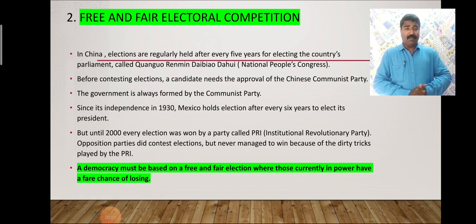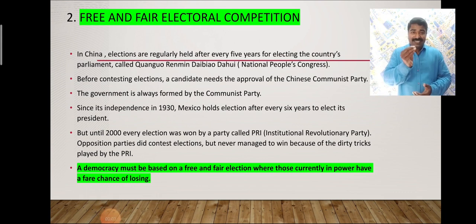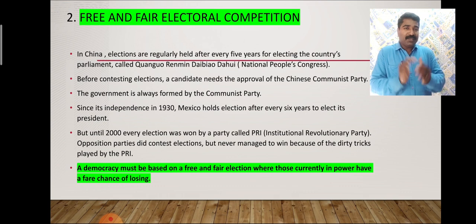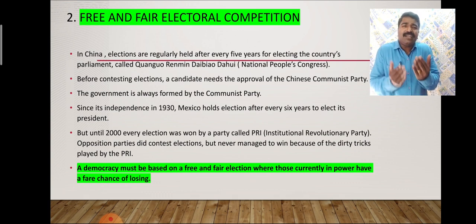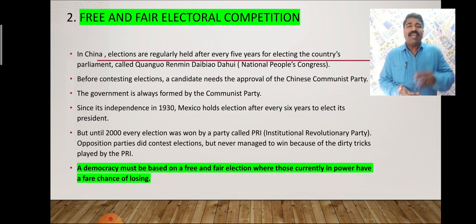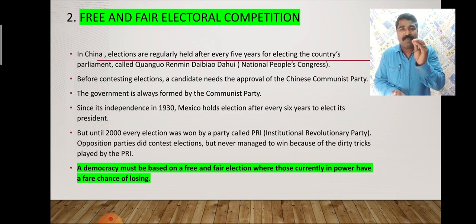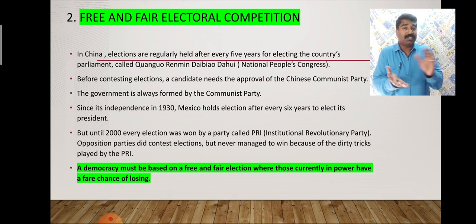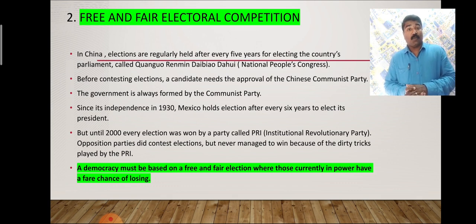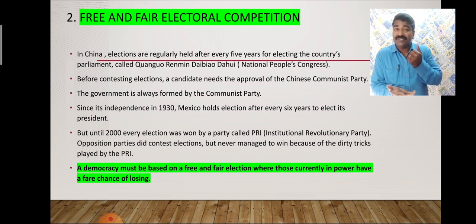The next case is Mexico. Since its independence, Mexico has held elections every 6 years to elect its president. But until 2000, what happened? Every election was won by a party called the PRI, the Institutional Revolutionary Party. What about the opposition parties? Opposition parties did contest elections, but never managed to win.